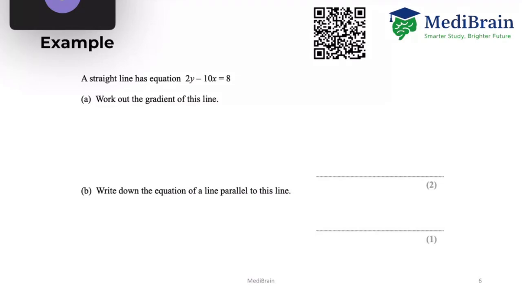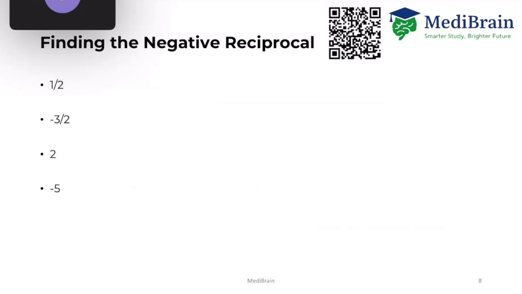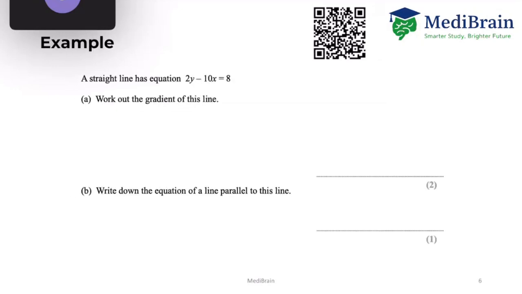So now what I'm going to do is go through this example with you, and then I've got one exam question to do, and then we'll move on to perpendicular lines. It says a straight line has the equation 2y minus 10x equals 8. Work out the gradient of this line.